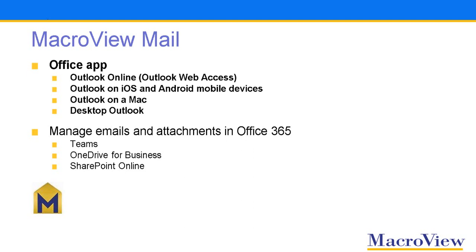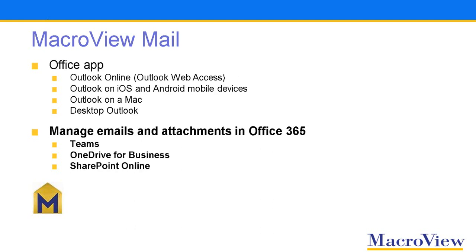MacroView Mail is an Office app, so it will run in Outlook Online, otherwise known as Outlook Web Access, in Outlook on an iOS or Android mobile device, in Outlook on a Mac, as well as in desktop Outlook. MacroView Mail lets you manage emails and their attachments in Office 365. That's Teams, OneDrive for Business areas, in fact any area in SharePoint Online for which you have permission.